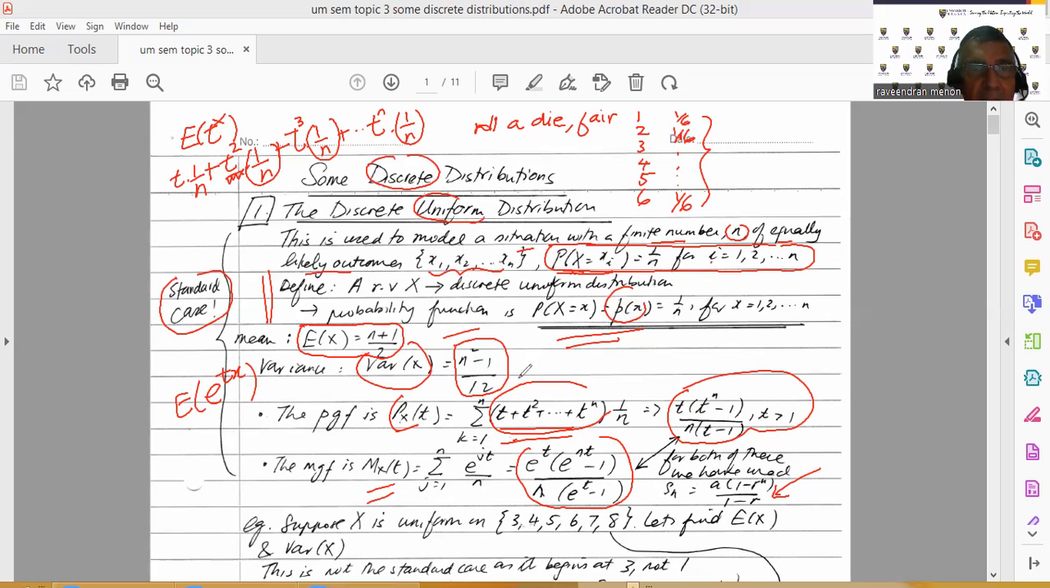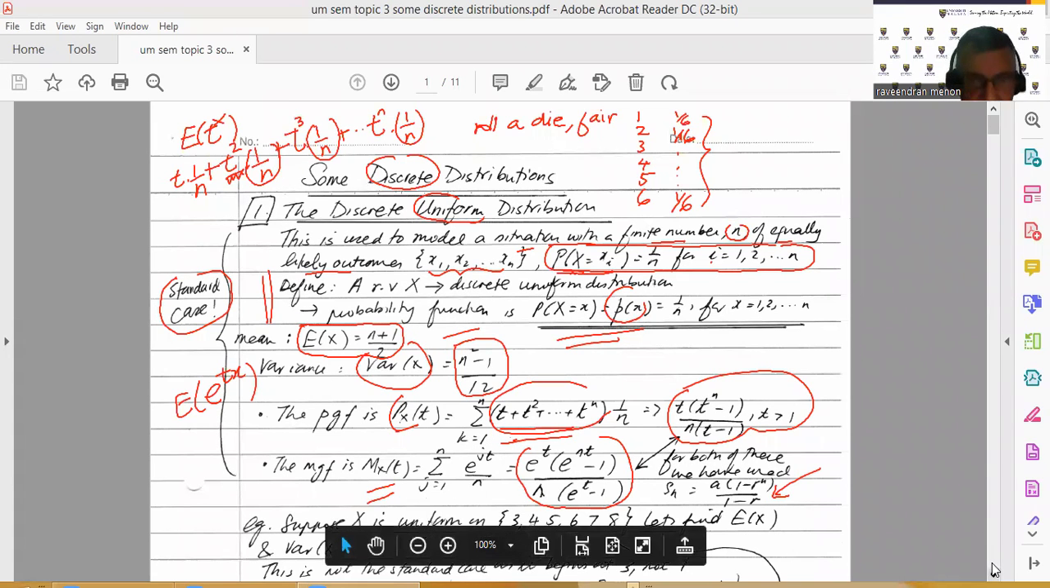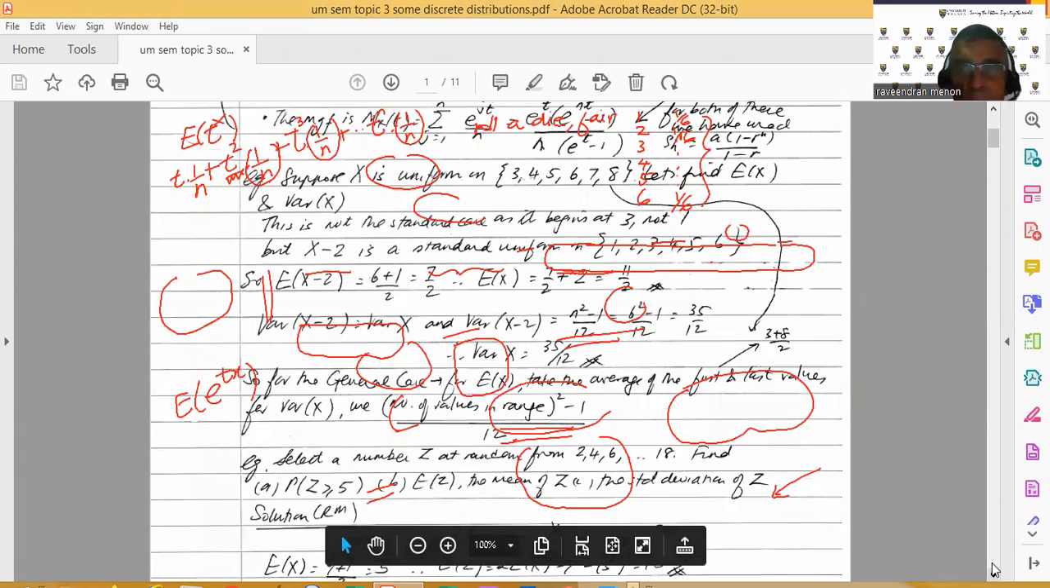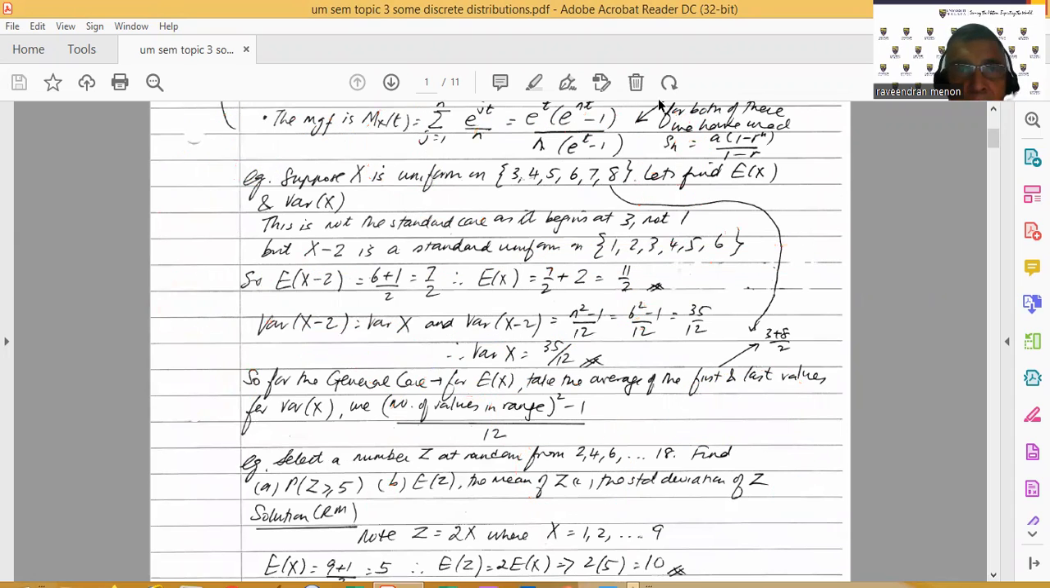Let's look at some examples and wade our way through this. Okay, let me move it up. Give me a second. Okay, good. I'll clear the screen. And now we have an example. Suppose X is uniform on 3, 4, 5, 6, 7, 8. We want to find the expected value of X and the variance of X.